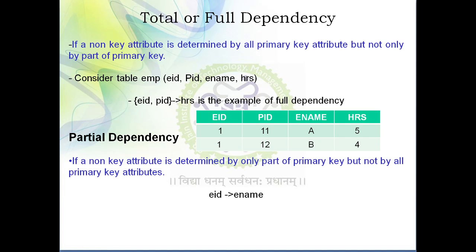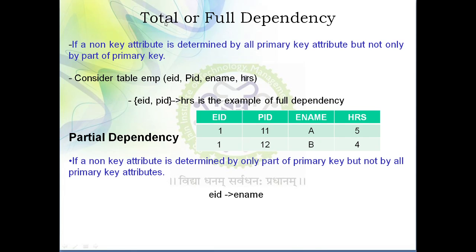So in this case, what are my key attributes? Employee ID and project ID are the key attributes, and employee name and number of hours are non-key attributes. Now it is clear what a key attribute and a non-key attribute are. Why are employee ID and project ID called key attributes? Because they take part in the formation of the primary key, whereas name and number of hours are not key attributes, because they do not take part in the formation of the primary key.